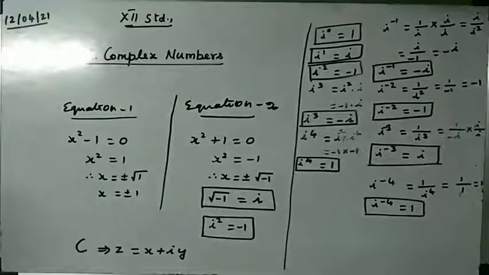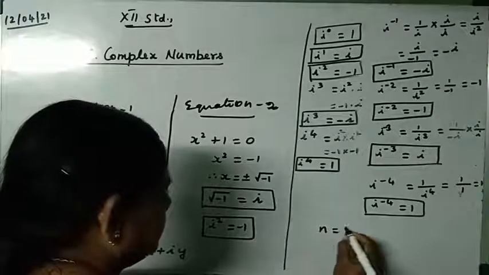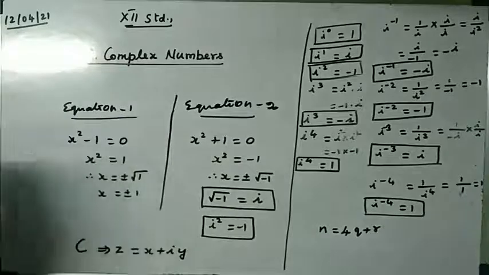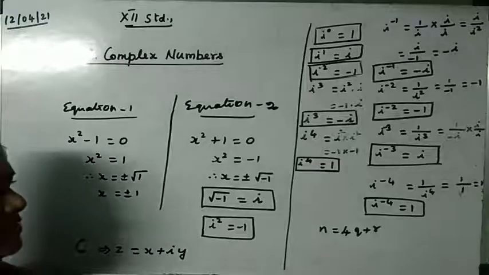So for any integer n, i power n has only 4 possible values. They correspond to values of n when divided by 4 leaves the remainders 0, 1, 2 and 3. By division algorithm, we can say that n is equal to 4 into quotient plus remainder. Whenever the power is a multiple of 4, it takes the value 1.